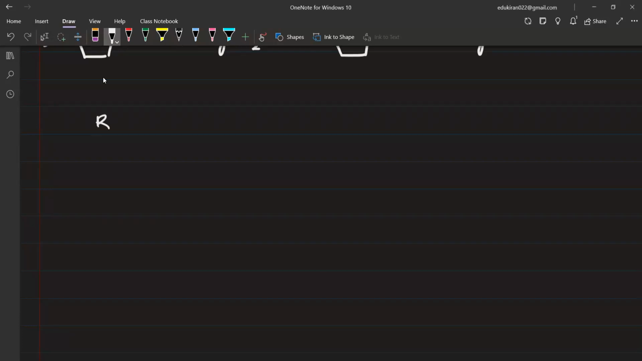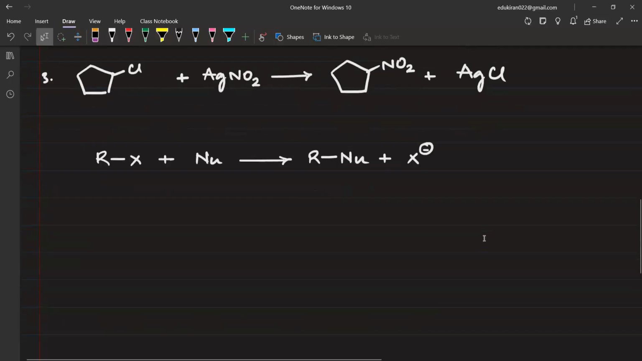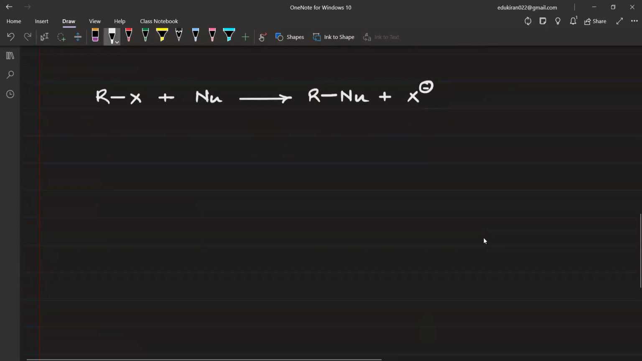So we have our R-X bond. Don't write anything, please listen very carefully. And we have a nucleophile. And what is happening? The alkyl group is making a bond with the nucleophile and the halogen atom is leaving as halide, right? So in all the above cases, it is Cl negative, I negative, and Br negative that is attached with sodium positive, K positive, and Ag positive. So it is actually the halide ion which leaves.